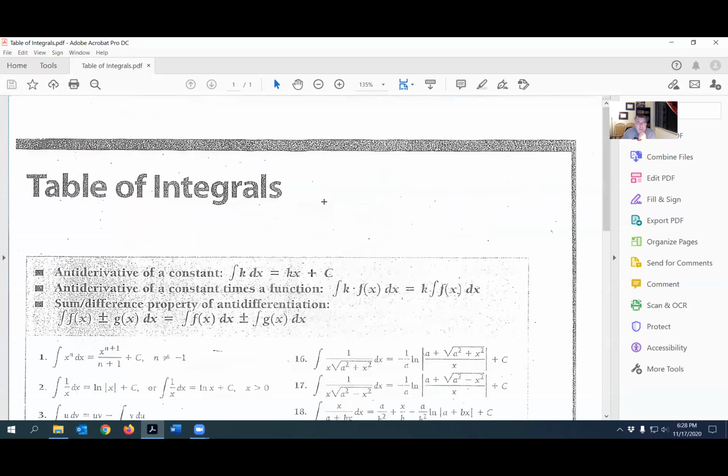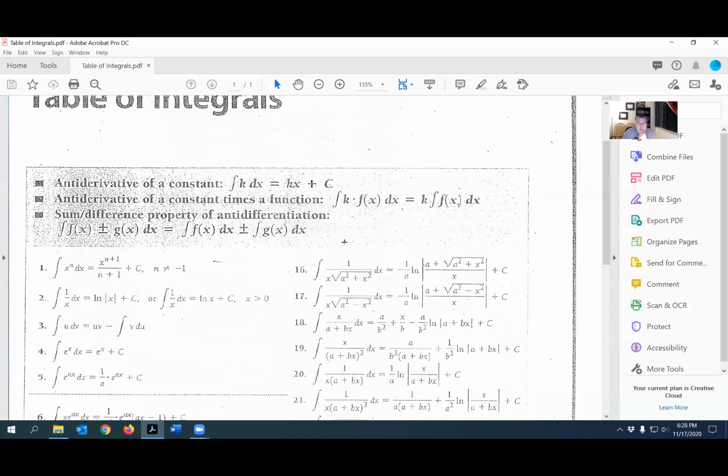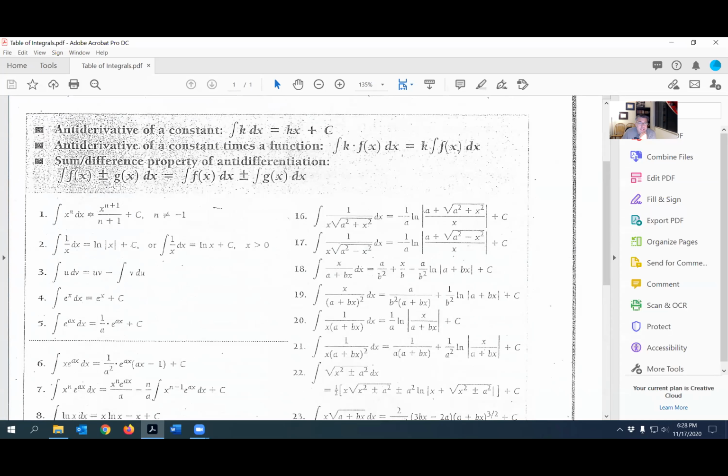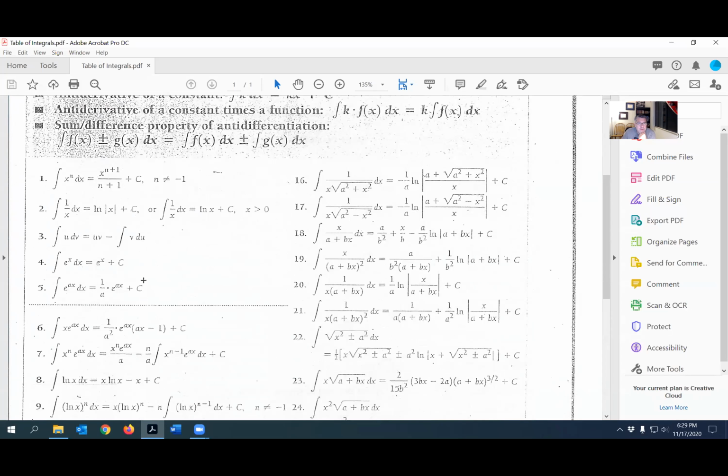Okay, so here's the table of integrals, and you can see that this tells you about the power rule. So if it's x to the n, equals x to the n plus 1 over n plus 1 plus c. Number 2 is the natural log. Number 3, you don't have to worry about. That's something called integration by parts. We don't need to worry about that. Number 4 is the e to the x. Number 5 is what happens if you have e to the ax dx.